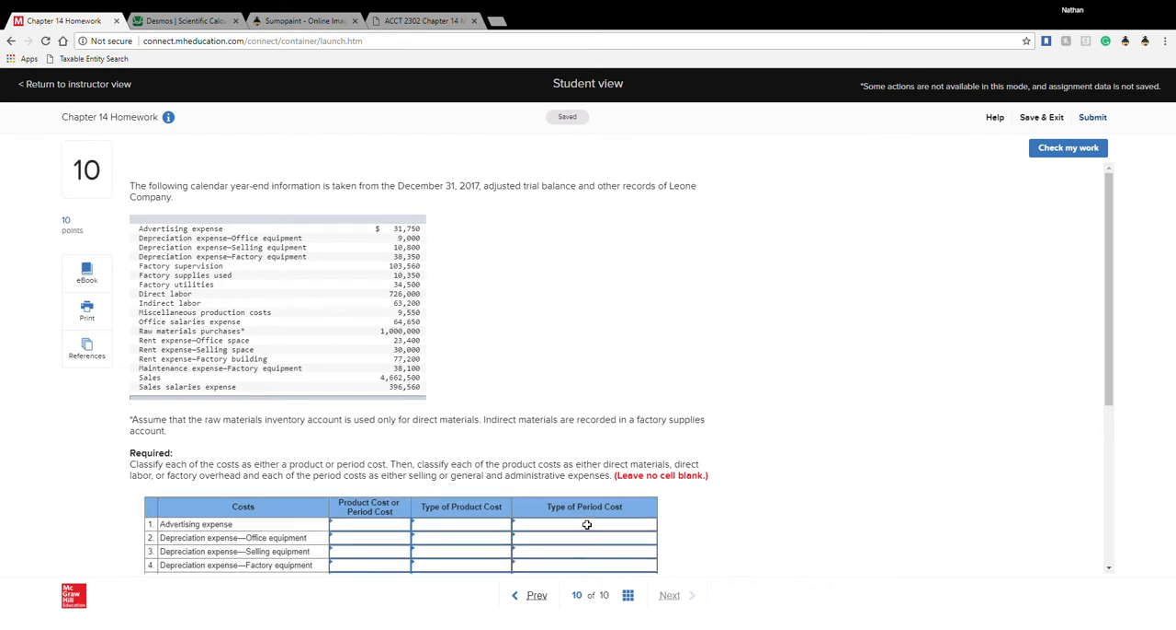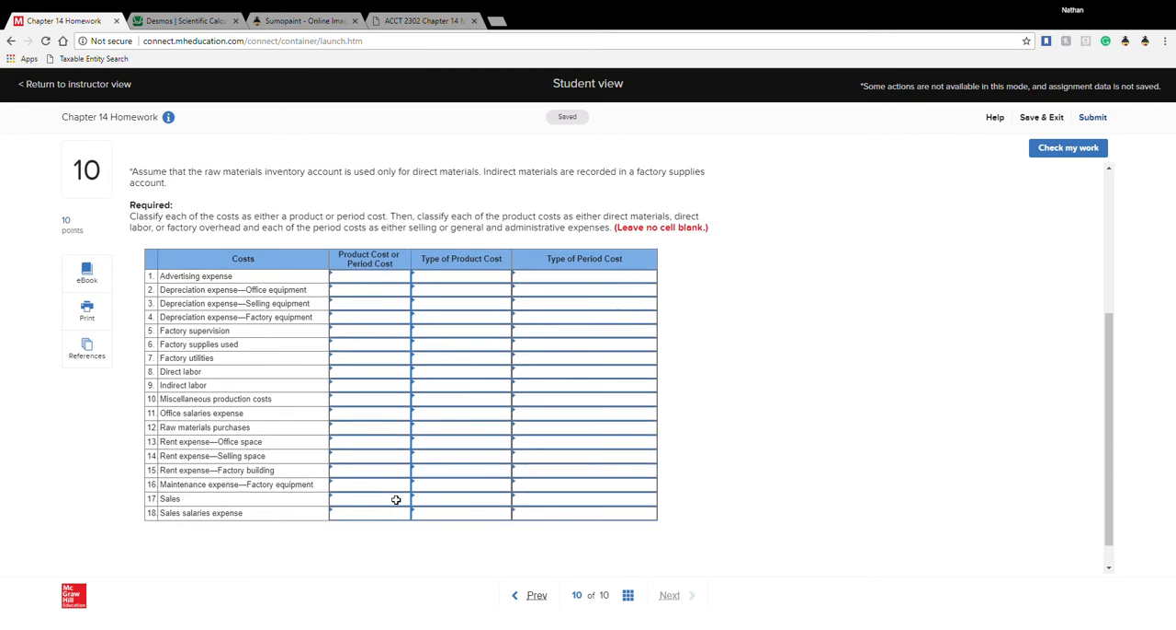So number 10 comes around, and number 10 has all these accounts, has money. We're not focused on that. We're only focused on classification. So we're going to classify through all of these, either if they're going to be a product cost or a period cost. So going through advertising expense. Advertising expense does not really go with the product. It's not in the production of it. So we know that has to be a period cost.